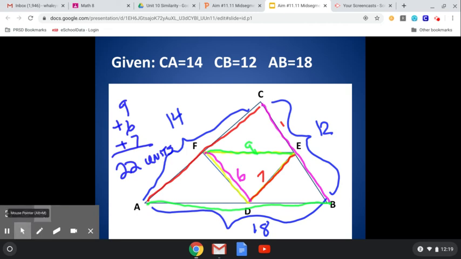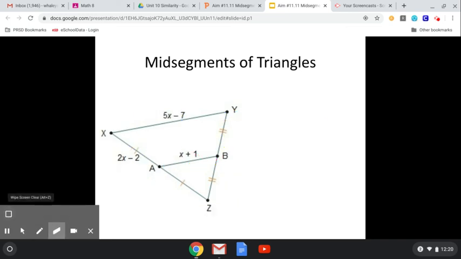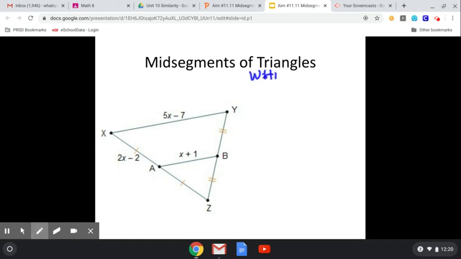All right, one more. At this point, if you feel like you really know this, feel free to stop the video. Here's one with some algebra, though, and that'll be the last one. Okay, here's my question on this one. My question on this one is, what is the length of XA?